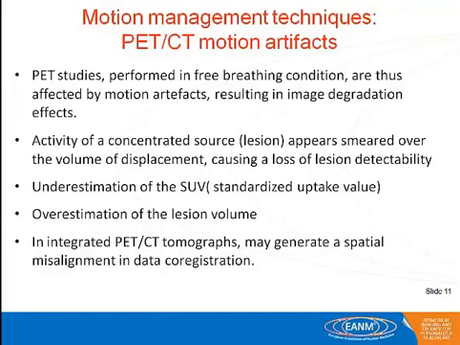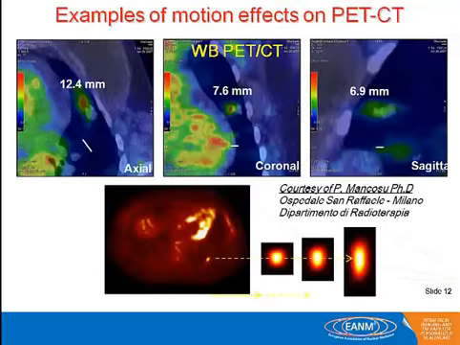There is an underestimation of SUV, an overestimation of the volume, and in integrated PET-CT tomographs, a misregistration. So sometimes we have the CT showing the lesion in one place and the PET showing it in another place. It happens when you have really, really large excursion.